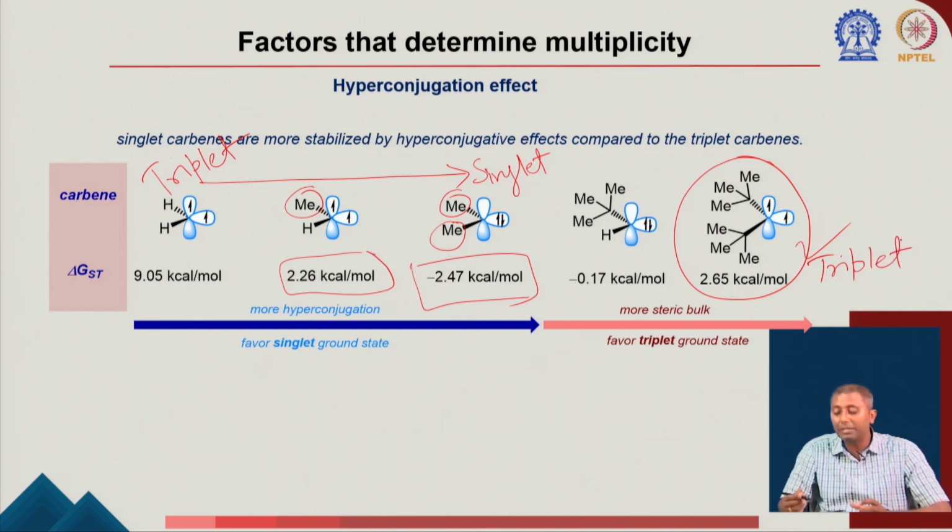So if you think about the inductive effect, then you might think, sir, we have an inductive effect from the orbital group, that means it is giving electron density. So why is it triplet? Because there is another effect called the steric effect. So that is also important.